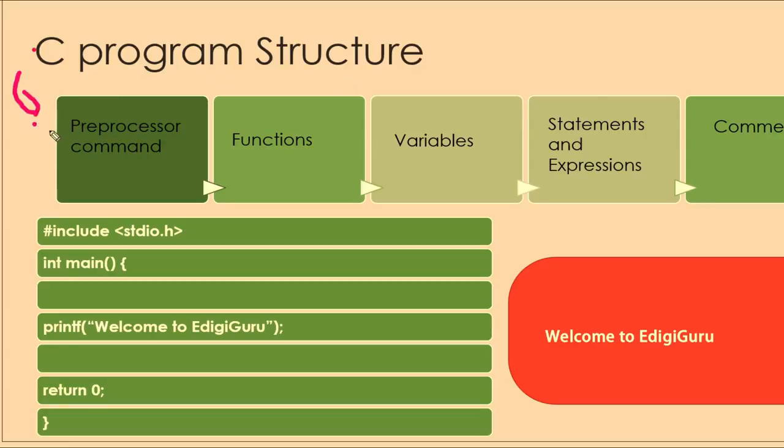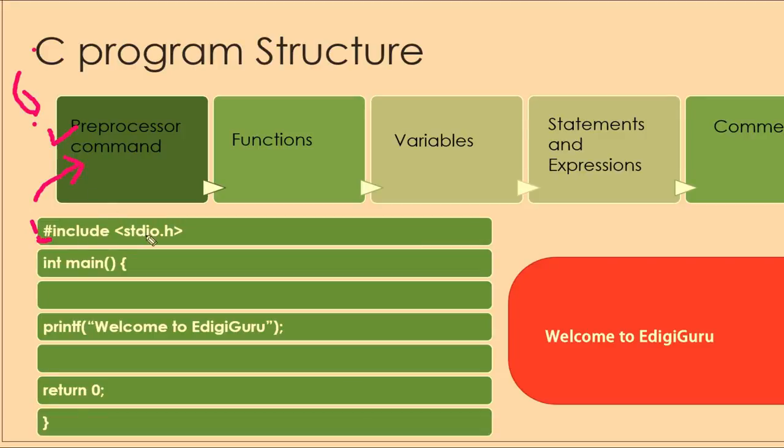So the first one is preprocessor directives or preprocessor commands. So what is a preprocessor command? The command which starts with hash is called a preprocessor command or preprocessor directive. So this line starts with hash, which means this is a preprocessor command.